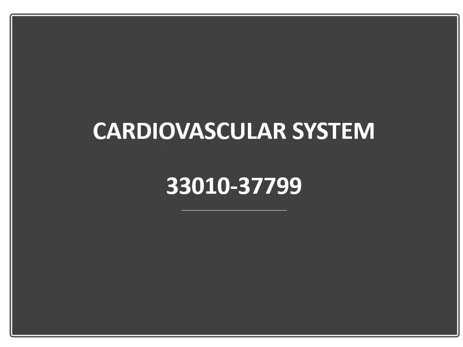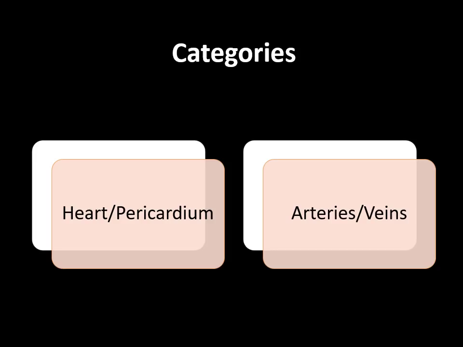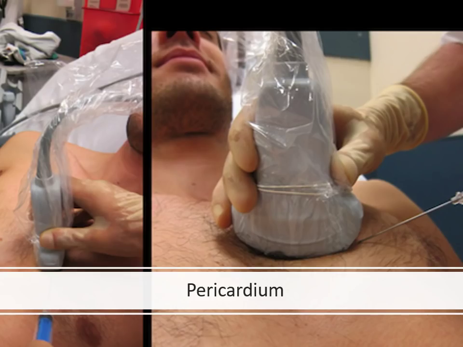So we're going to get started on page 207 in your CPT manual, and the cardiovascular system consists of codes 33010 through 37799. The major categories that you're going to see under the cardiovascular system consist of the heart and pericardium, and then we also have arteries and veins. So let's jump right in and go on over to page 214 under heart and pericardium, specifically pericardium.